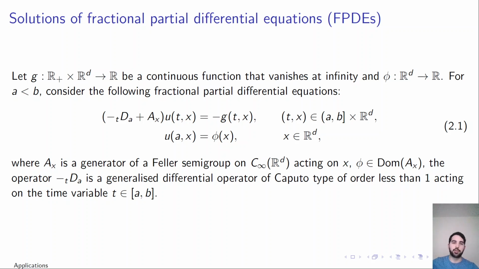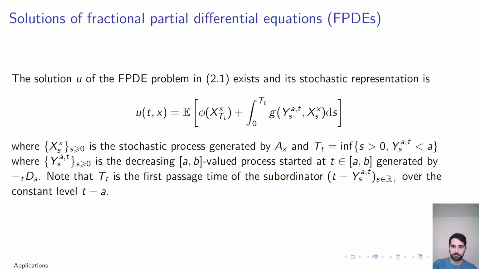Okay, so what can you use it for? So you can solve numerically some fractional partial differential equations, FPDEs. Okay, so if you consider this FPDE, where the operator is a Caputo type fractional differential operator of order less than 1, acting on the variable t, and you have a generator A of x of a Feller semigroup, so for example, Brownian motion or of geometric Brownian motion, then this kind of solution has a probabilistic representation. And the probabilistic representation is this one.